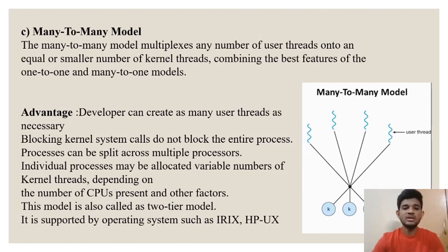Now let us see the many-to-many model. The many-to-many model multiplexes any number of user threads onto an equal or smaller number of kernel threads, combining the best features of the one-to-one and many-to-one models. Let us see the advantages. Developer can create as many user threads as necessary. Blocking kernel system calls do not block the entire process. Process can be split across multiple processors. Individual process may be allocated a variable number of kernel threads depending on the number of CPUs present and other factors. This method is also called the two-tier model. It is supported by operating systems such as IRIX, HPUX.